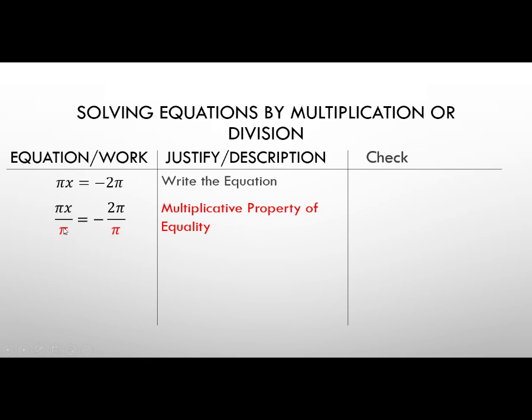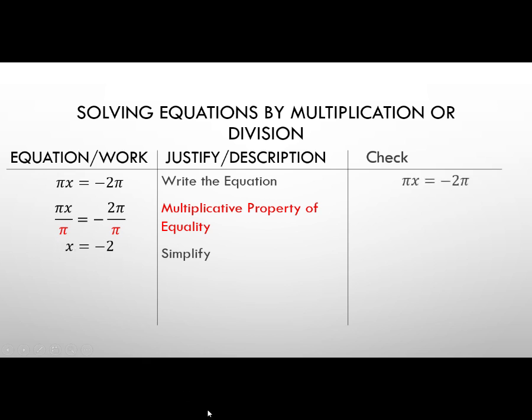Pi divided by pi. Any number divided by itself is always the same answer. 5 divided by 5 is 1. 2 divided by 2 is 1. 1,000 divided by 1,000 is 1. So pi divided by pi is just 1, and then we have that x. So we got 1x. Over here, pi divided by pi is just 1. 2 times 1 is just going to be 2, and we bring down that negative in front. So our simplified answer, x equals negative 2.